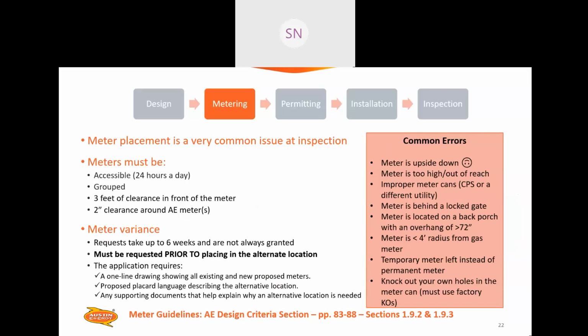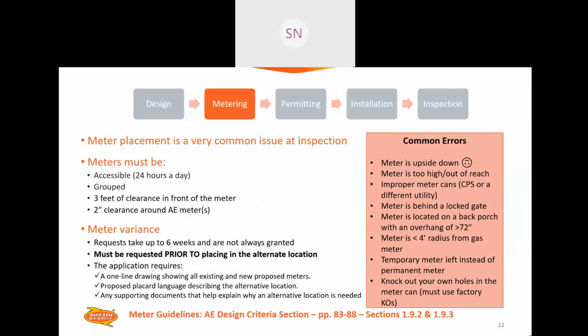If you are unable to meet these requirements, you must request a meter variance. And a meter variance may take up to 6 weeks, and they're not always granted. So, circling back to what Joe said earlier, good design requires both sales and your designer on site, and your electrician on site, because your electrician, especially if they're familiar with Austin Energy, is going to be able to look at the equipment wall and know whether or not it's going to require a meter variance.